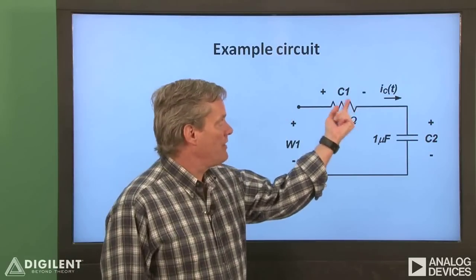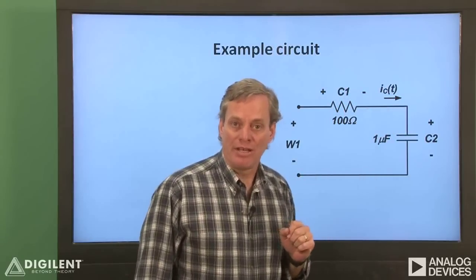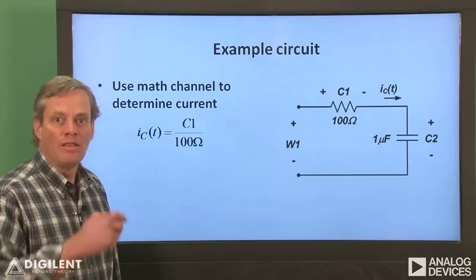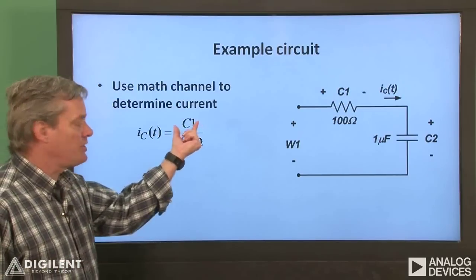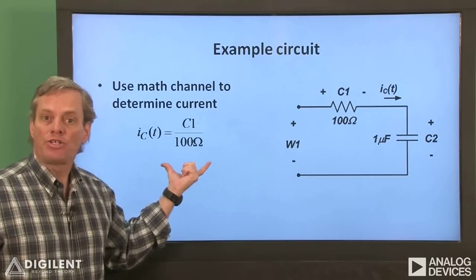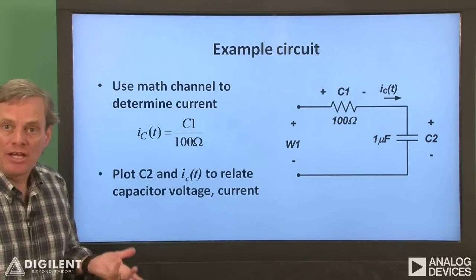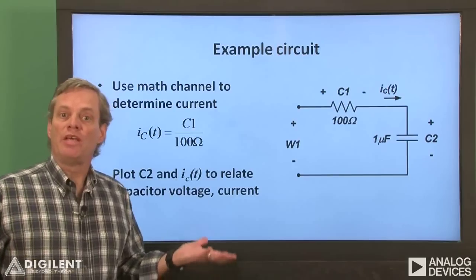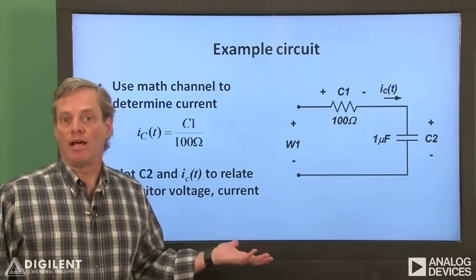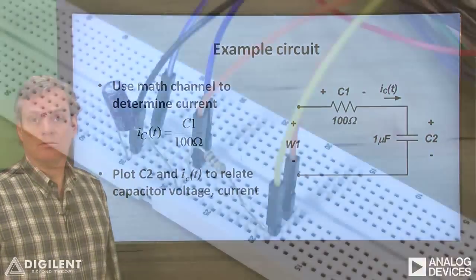The resistor and the channel 1 measurement will be used to estimate the current through the capacitor. The capacitor current is simply the voltage across the resistor divided by the resistance. We can use a math channel on the oscilloscope to perform this calculation. If we plot the channel 2 voltage and the current, we should be able to experimentally verify the plot I showed on the previous slide. Let's go ahead and do that now.